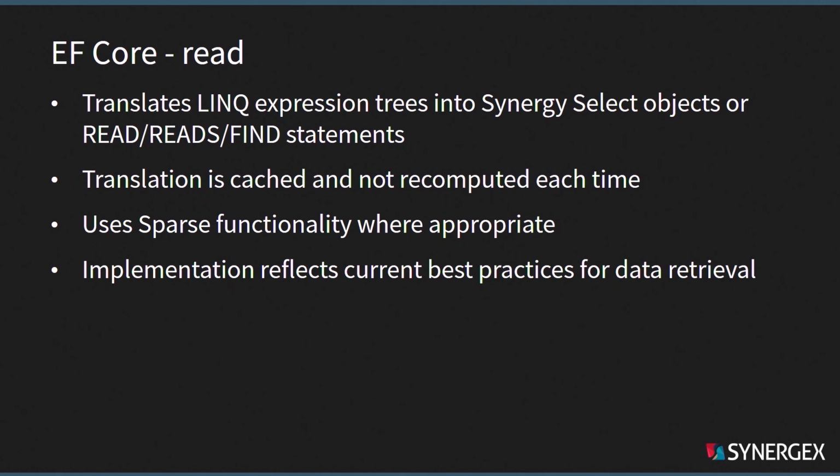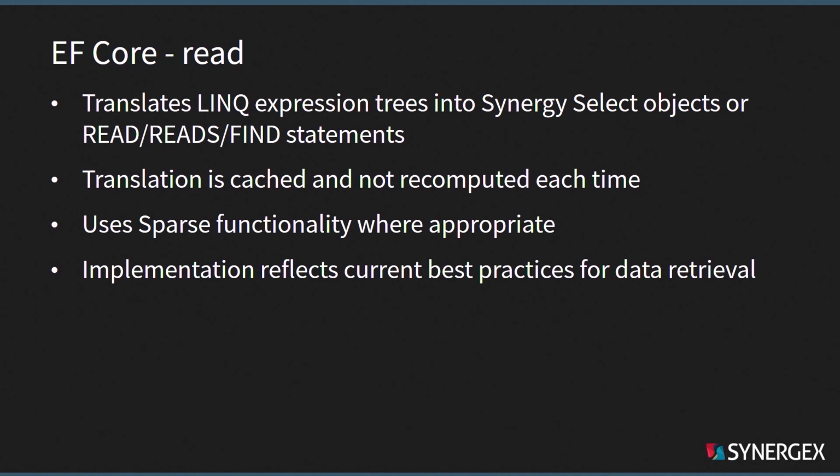So if it's simple, we have a key and we're just reading from here to there, we're going to pick read, reads, find type statements where we can, because they are just a little bit faster. And if it's a complicated set of selection criteria, then we're going to transform that into a Synergy select statement and/or object tree and run that instead. That choice, that translation that I'm talking about, is cached and not recomputed each time. So if it sounds like what I just described would be slow because it's operating on this big tree and making decisions about what's the right way to do it, yeah, it's a little bit slow, which is why we don't do it every time you ask for it.